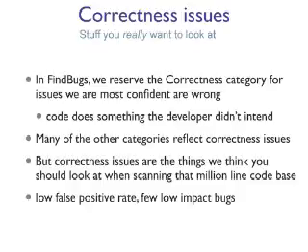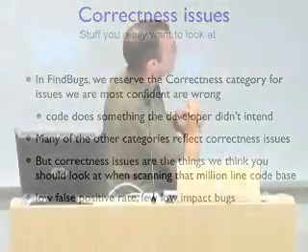So we have one category called correctness, where it's the issues we're most confident that the code is wrong. Right? The code does something the developer doesn't intend. Many of the other issues actually reflect places where the code is wrong, but if you're looking at a 1,000,000-line code base, we put that in that category. So low false positive rate, few low impact bugs.